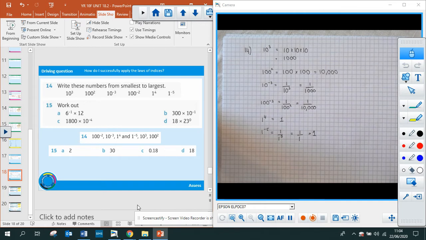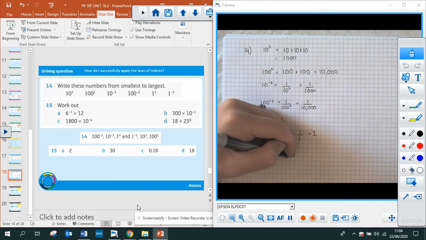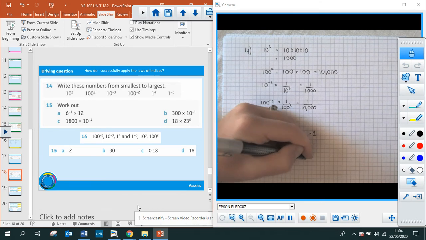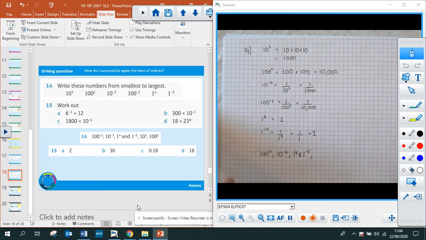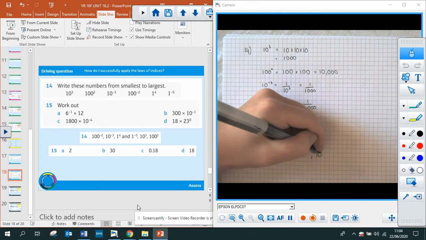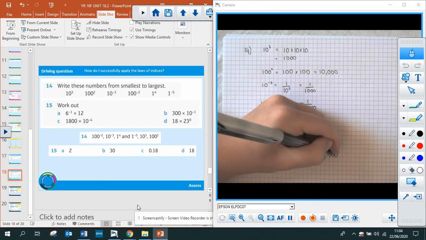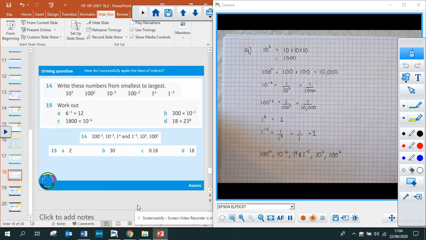Now you just need to put them in order from smallest to largest. 100 to the power of minus 2, that's going to be my smallest. Then 10 to the power of negative 3. Then 1 to the power of 4 and 1 to the power of negative 5, they're the same, so they go together next in the order. Either way round is fine. Then we've got 10 cubed, and finally 100 squared as our largest. Okay, so that should be your answer there.